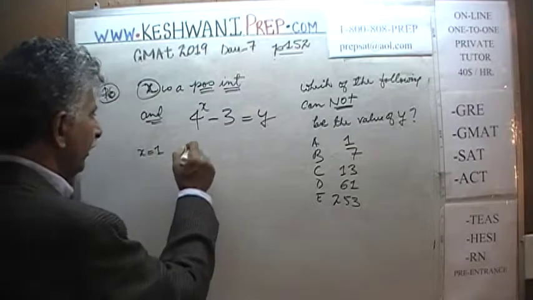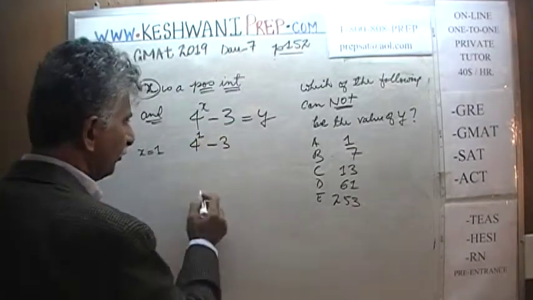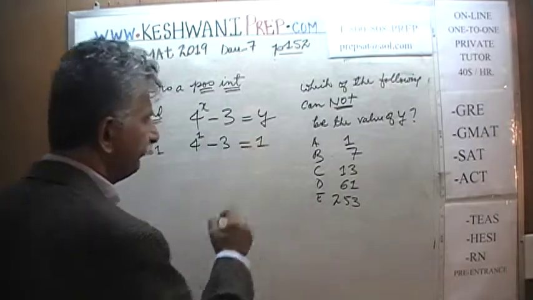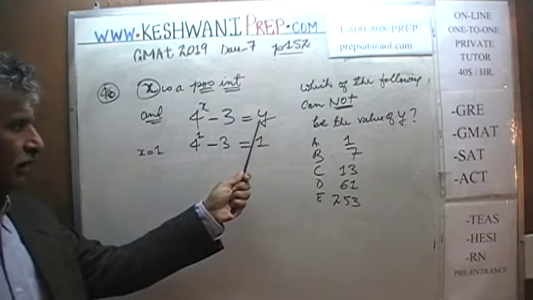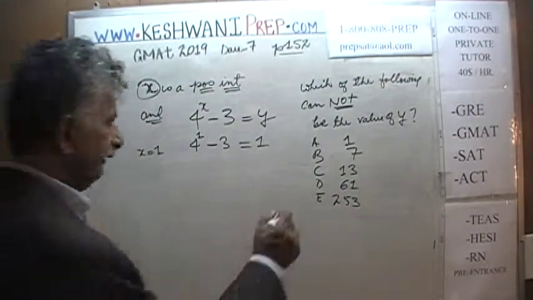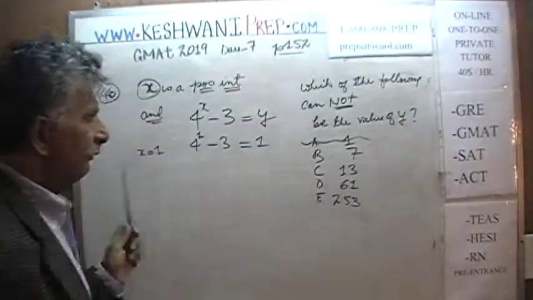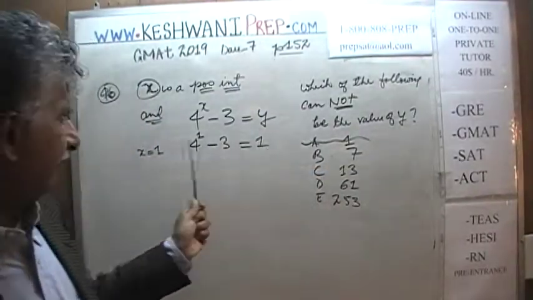If x happens to be 1, we end up with 4 raised to 1 minus 3. 4 raised to 1 is just 4, and 4 minus 3 is 1. That is your y, which means it is possible for y to be 1 when x is 1. This answer choice is not A, because our job is to figure out which of the following cannot be the value of y. The value of y can be 1 when x is 1.